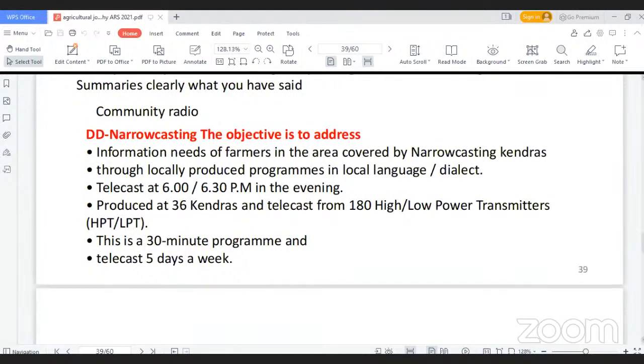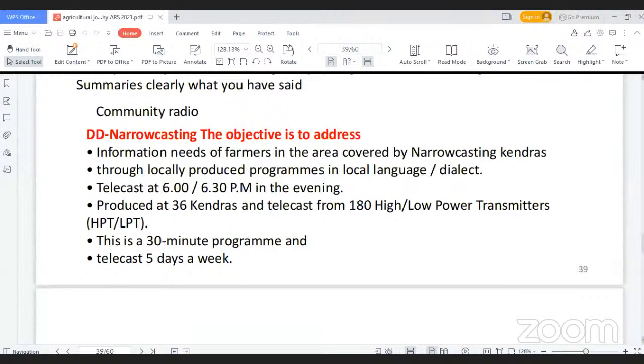Then community radio. In the last 10 years, the community radio concept was developed, since 2008. Community radio means some group of people, some village, are using this radio. It is run by that special community, maybe an NGO or a group of people, in their own local language. The timing is also fixed, every day maybe in the evening, 6 to 8, or weekly, they are preparing it. That's why this is narrowcasting.